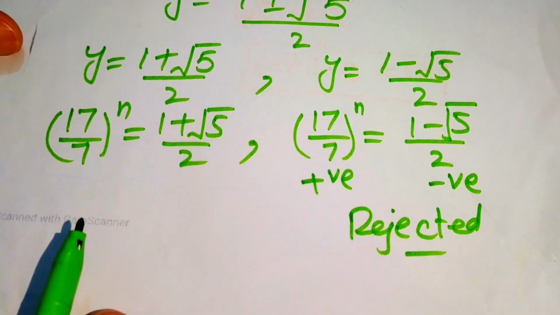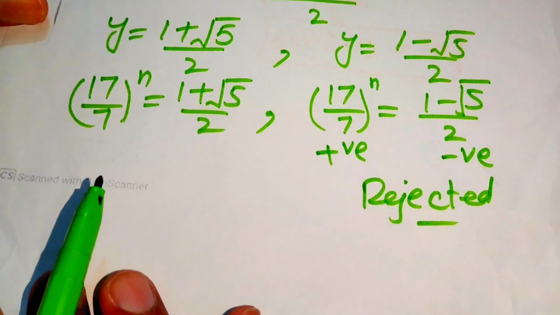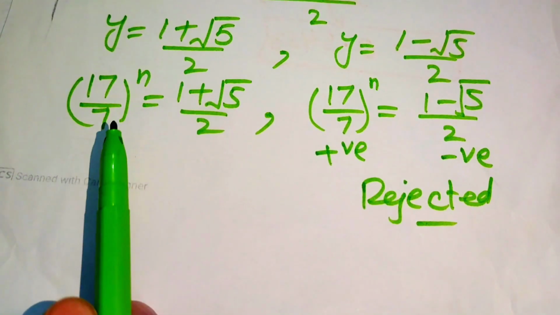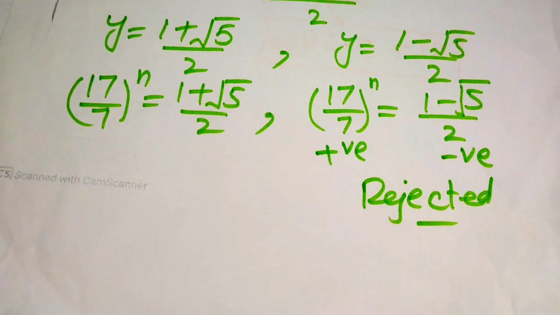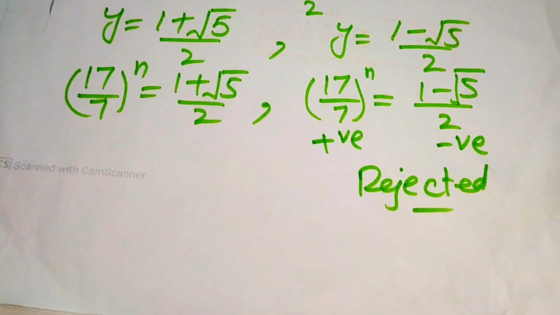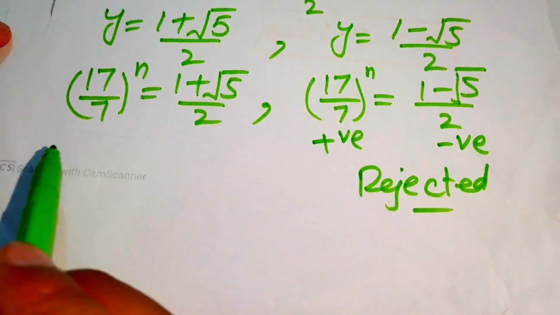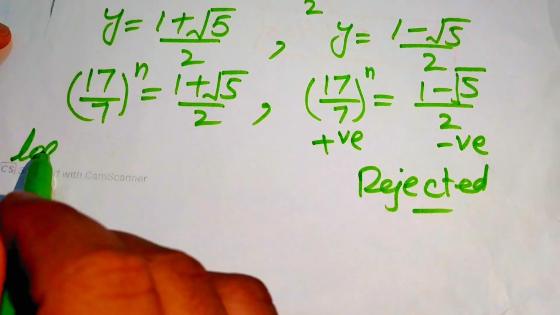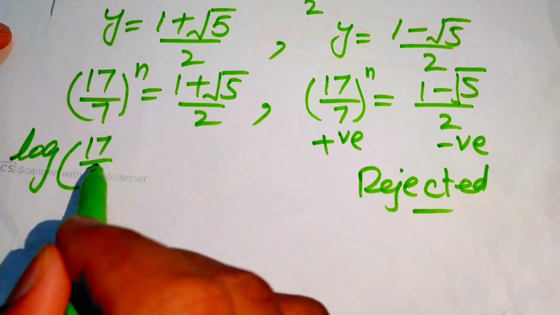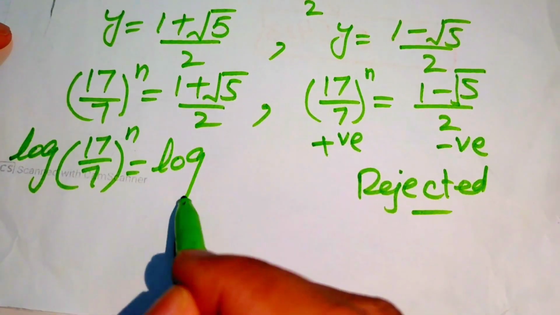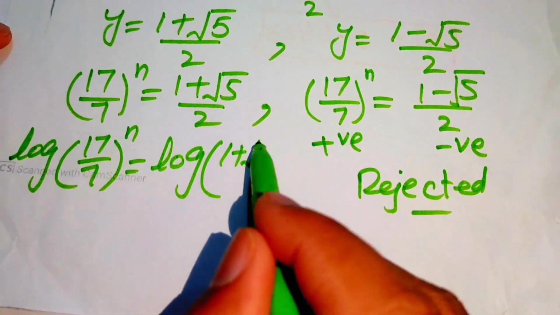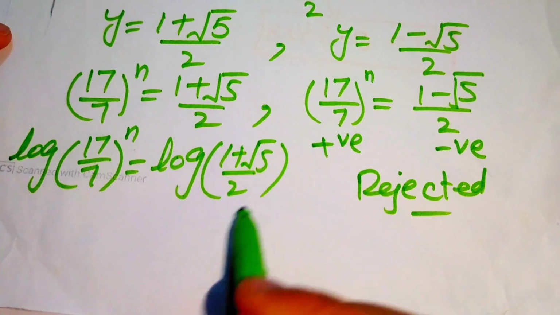Now we proceed with this case only, where we have an exponential function equal to a positive value. In order to find the value of n, we need to take the log on both sides of this equation. So we take the log on both sides, and we get log of 17 over 7 to the power n equals log of 1 plus the square root of 5 over 2.